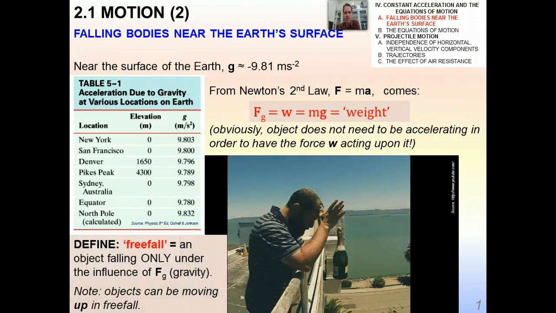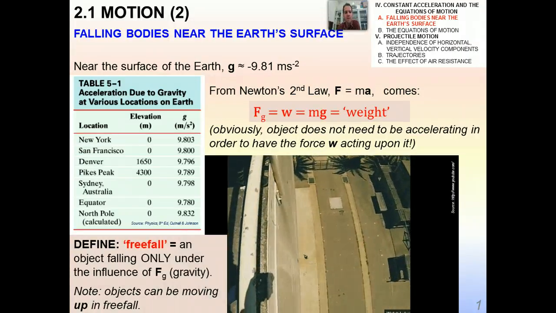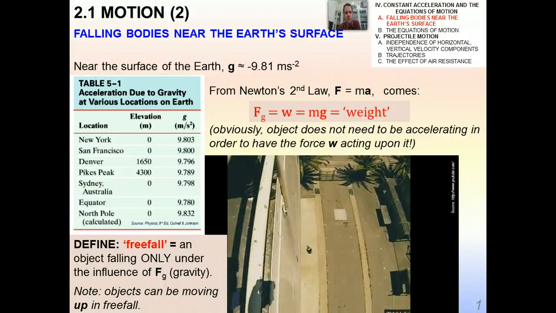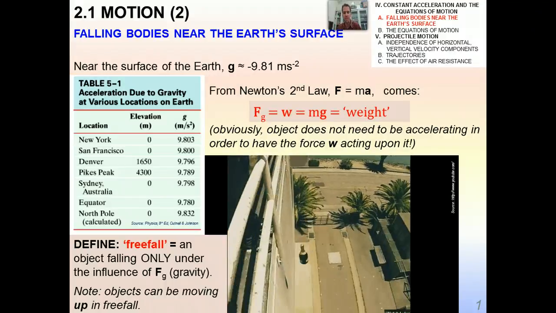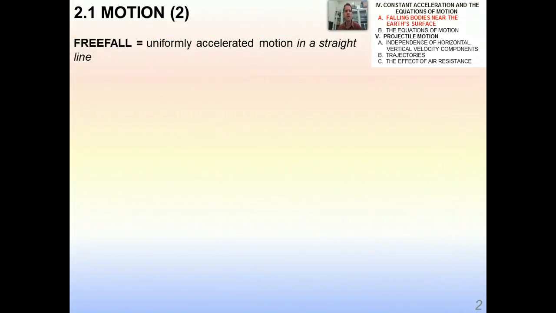And then we saw this kind of funny video of the guy dropping the champagne bottle off the top of the building. And we defined free fall as the conditions where an object is only under the influence of gravity. An object can be moving up or down and be in free fall. So it's important that you recall those key concepts.